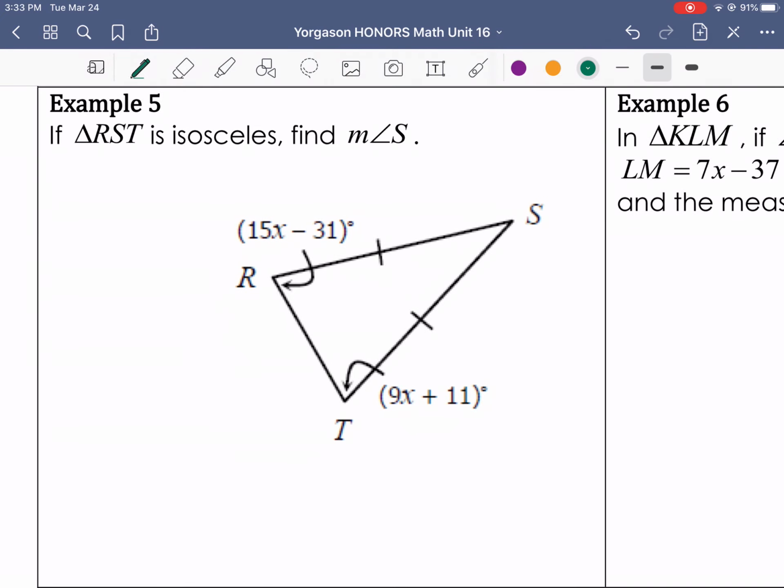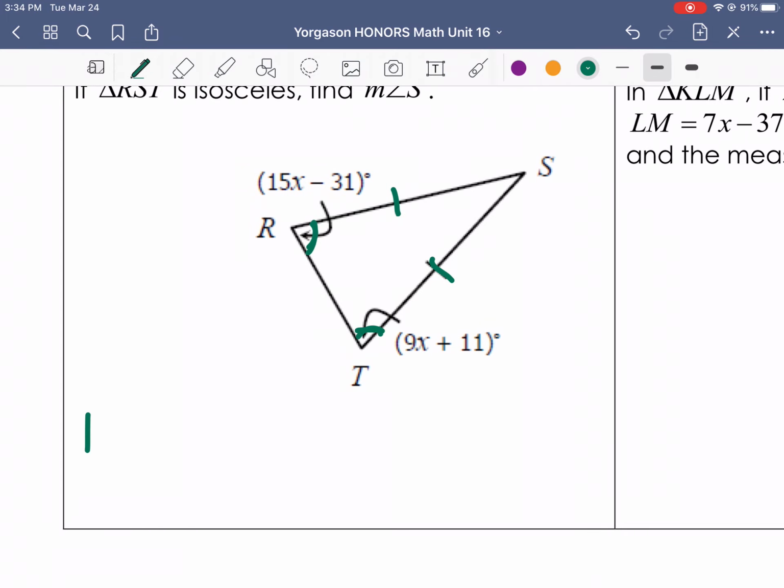It says, if triangle RST is isosceles, find the measure of angle S. Since it's isosceles, and they told us that those two are the sides that are congruent, then we know that these base angles, the angles that are opposite those sides, are congruent as well. So we could find x by taking 15x minus 31 equal to 9x plus 11.